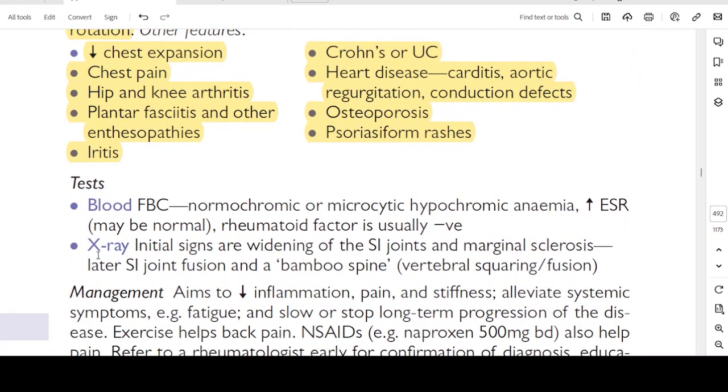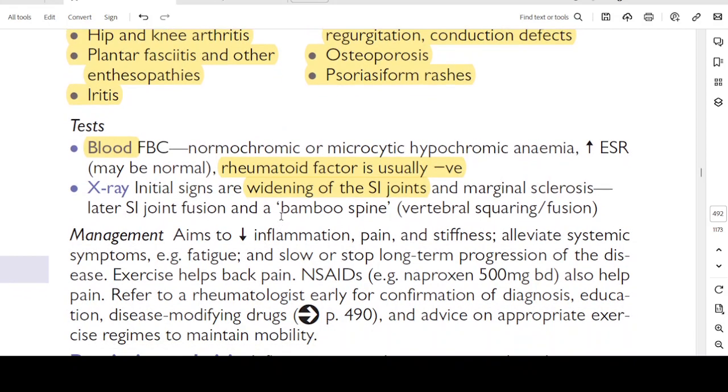So tests. Full blood count: normochromic or microcytic hyperchromic anemia. Increase in ESR, may be normal. Rheumatoid factor is usually negative. So these are seronegative arthritis. X-rays show initial signs of widening of the SI joints and marginal sclerosis, later SI joint fusion and a bamboo spine, vertebral squaring and fusion can be seen.